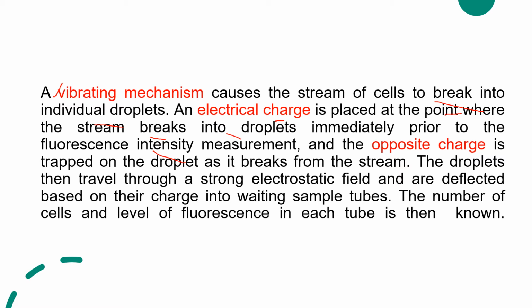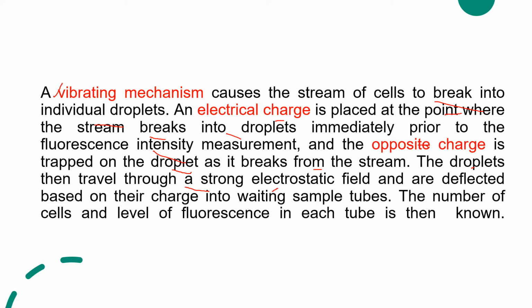It happens before the fluorescent intensity measurement, when it is not passed through the laser light, and the opposite charge is trapped on the droplet as it breaks from the stream. The droplet then travels through a strong electrostatic field.